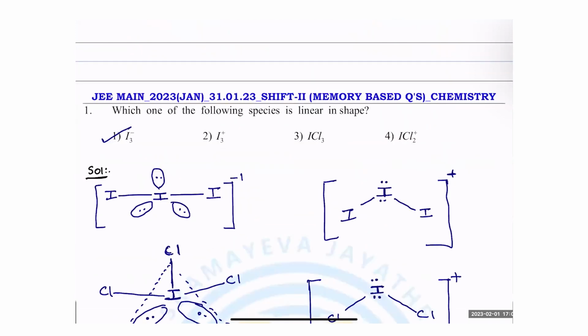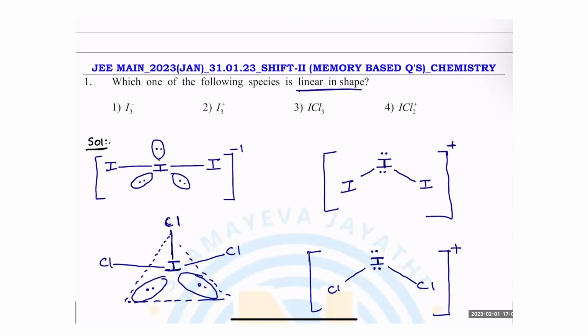So if you see the first question of the paper, that is from chemical bonding. Which one of the following species is linear shape? The shape of the molecule. The question was based on a shape of the molecule.